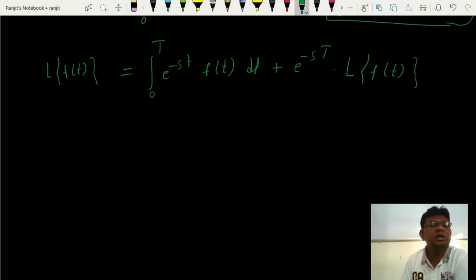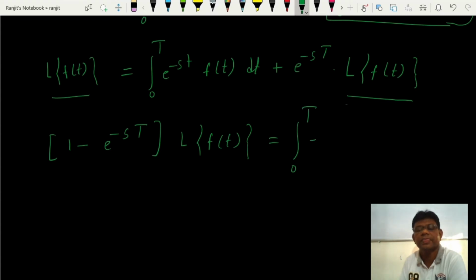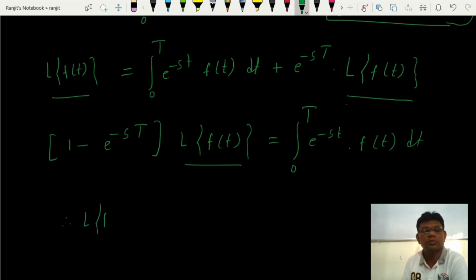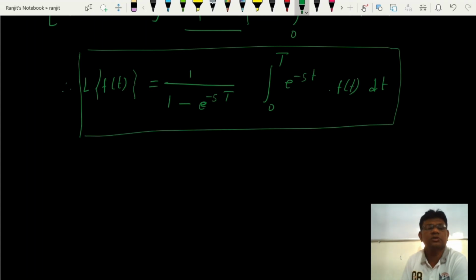Now simplification. Here the Laplace transform of f(t) is the common term, therefore 1 minus e to the power minus sT times the Laplace transform of f(t) equals the integral from 0 to T of e to the power minus st f(t) dt. And therefore this Laplace transform of f(t), meaning the Laplace transform of the periodic function, is equal to 1 upon 1 minus e to the power minus sT, times the integral from 0 to T of e to the power minus st f(t) dt. This is the Laplace transform of a periodic function f(t) with period capital T.